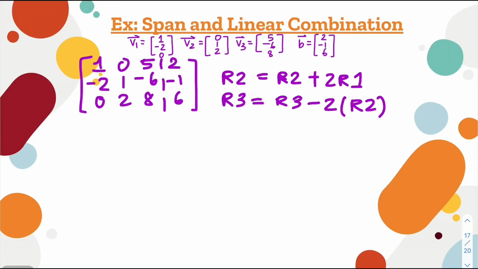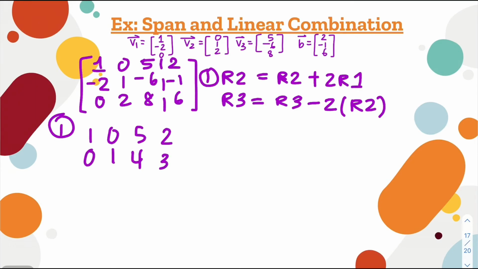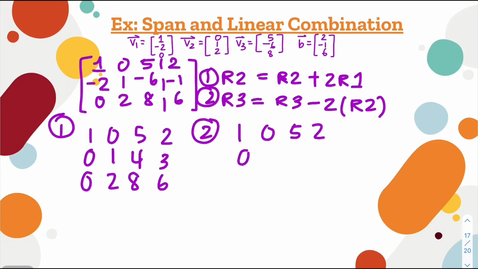So let's first take a look at what this first operation right here will do. We'll end up with 1, 0, 5, 2, because nothing changes there. Now we want to set row 2 to equal row 2 plus 2 times row 1, which will end up being 0, 1, 4, 3, and then row 3 remains the same for this operation. Now we want to do our second operation right here, which will end up with 1, 0, 5, 2, same, 0, 1, 4, 3, which is the same. And now row 3 will equal row 3 minus 2 times row 2, which will give us a row of all zeros.